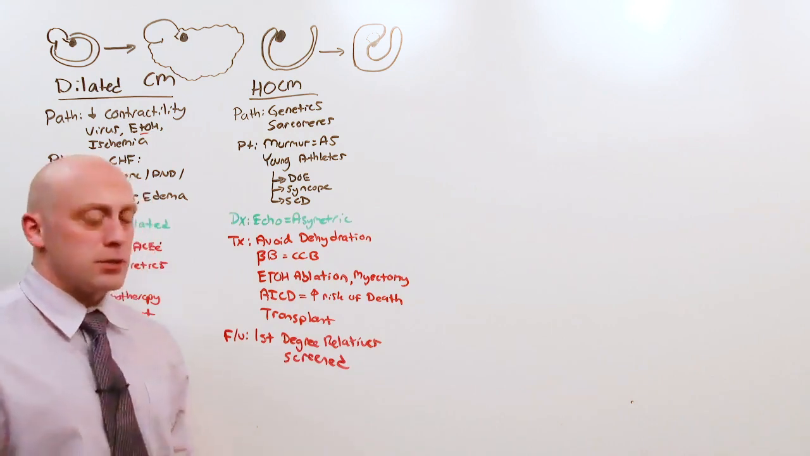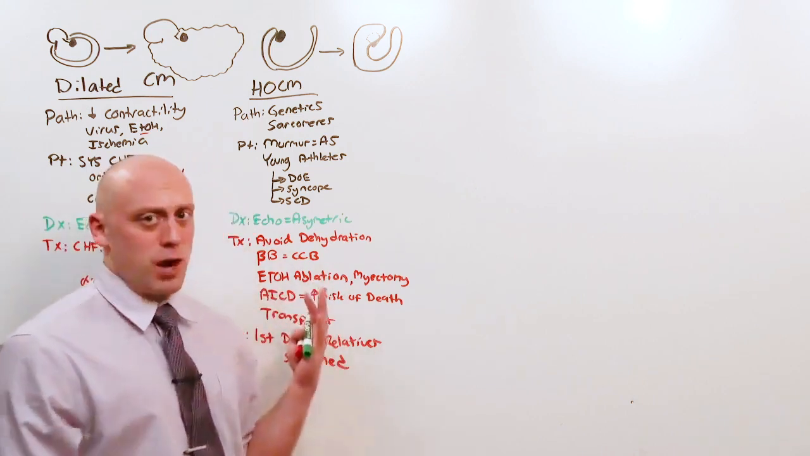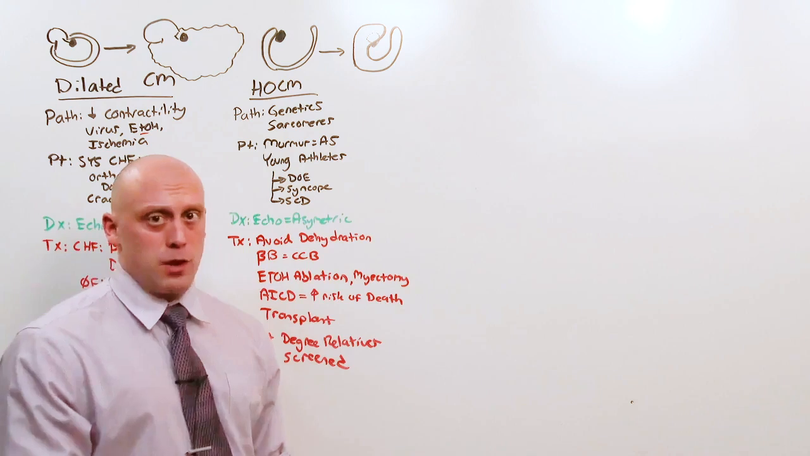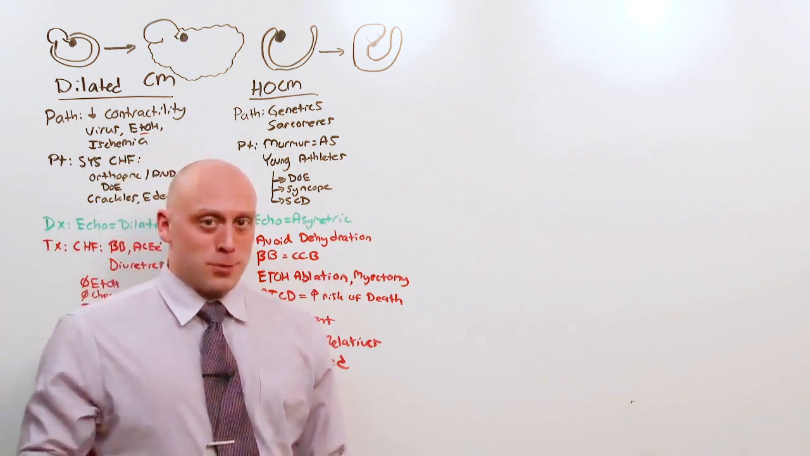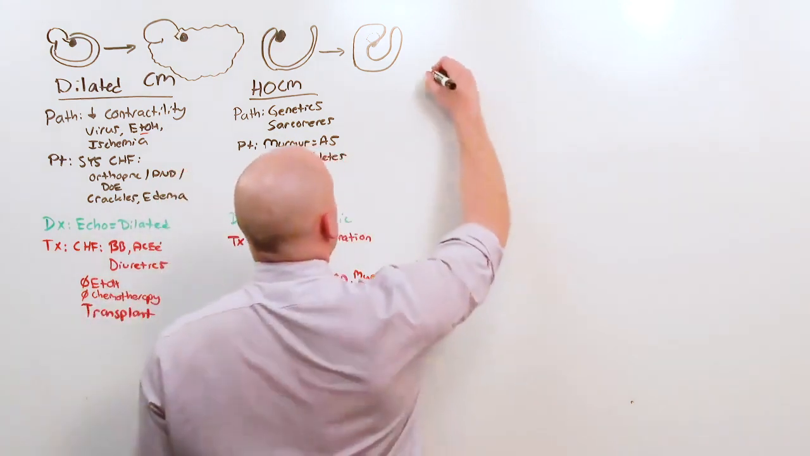If we compare that to concentric hypertrophy, something you're going to see all the time, HOCM is actually pretty rare, but you're going to get a lot of board questions about it. Hypertrophic cardiomyopathy, that is concentric hypertrophy, is actually quite common.